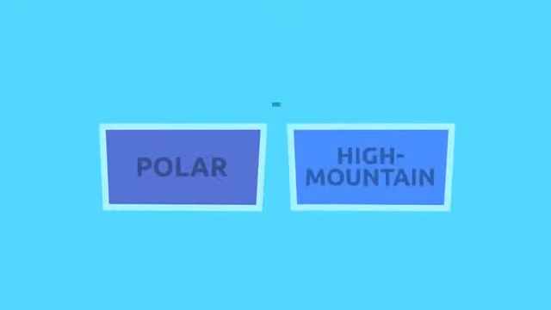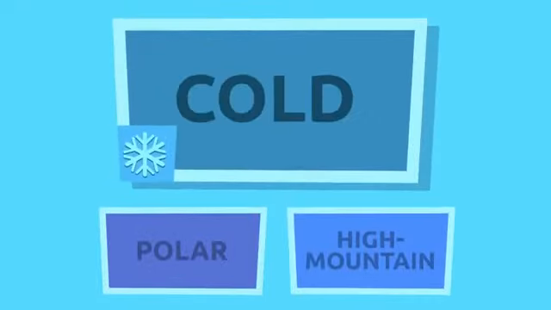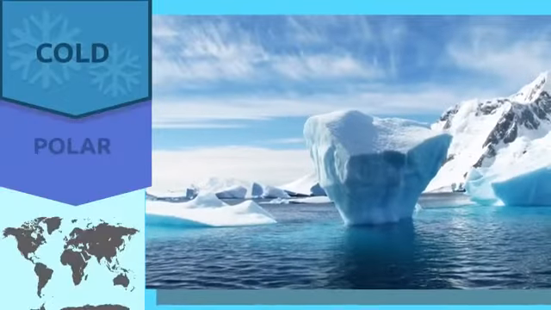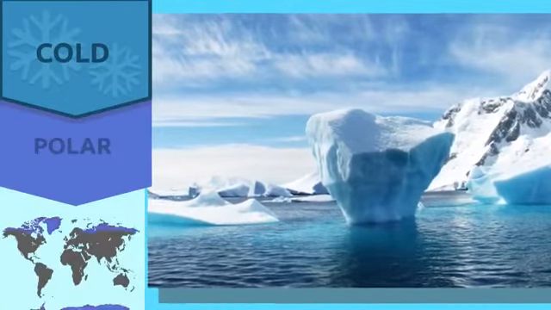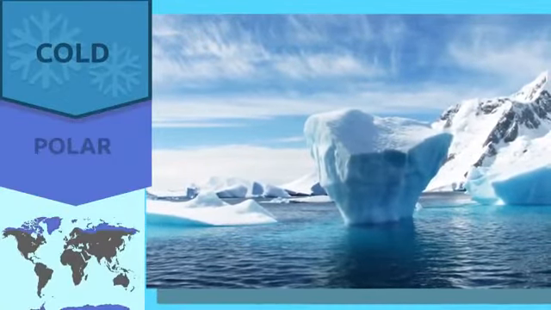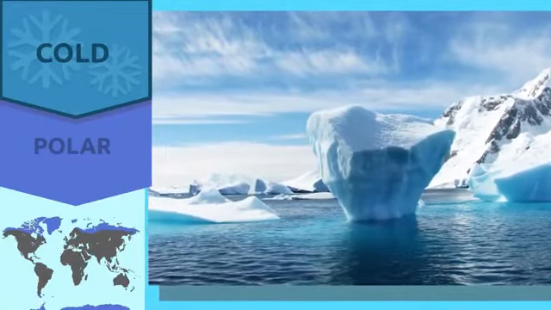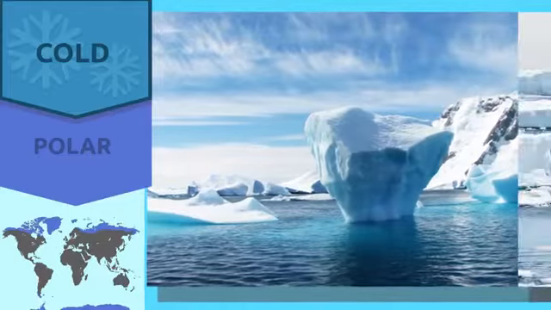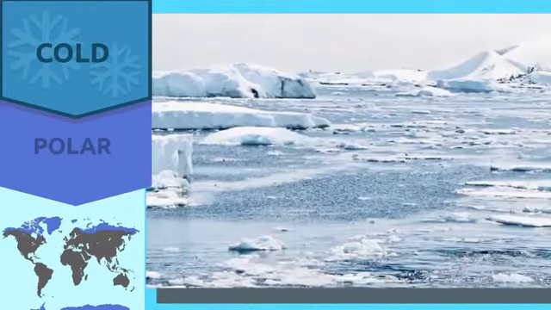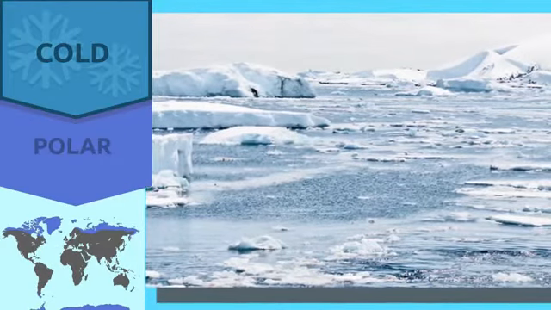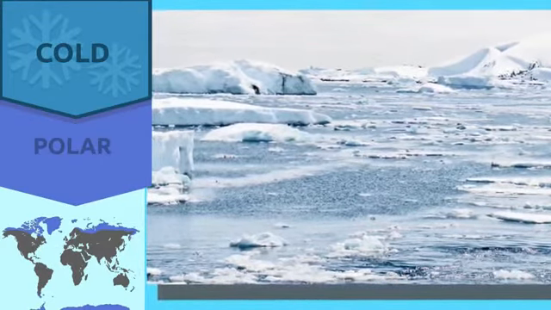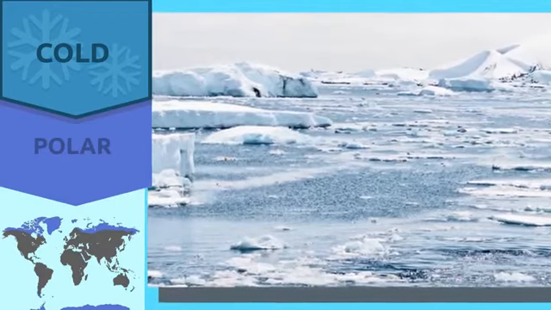The polar climate and high mountain climate are cold climates. The polar climate is located in places like Northern Europe, North America, Russia, or the North Pole. It is characterized by being the coldest climate on Earth. Temperatures range from negative 58 degrees Fahrenheit in winter to 50 degrees Fahrenheit in summer. Precipitation is scarce.